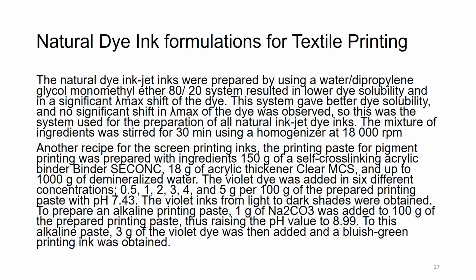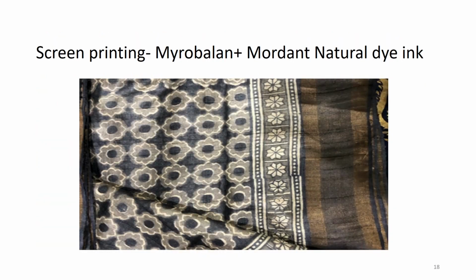To prepare an alkaline printing paste, 1 gram of sodium carbonate was added to 100 grams of the prepared printing paste, thus raising the pH to 8.99. So, the pH from 7.43 was raised to 8.99. To this alkaline paste, 3 grams of violet dye was then added and a bluish green printing ink was obtained.